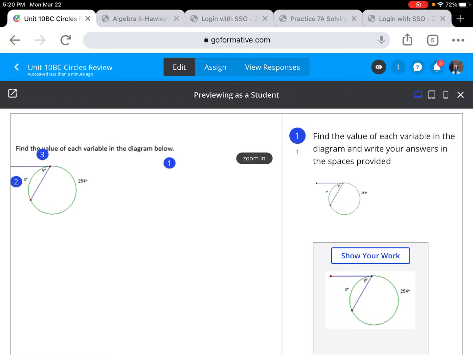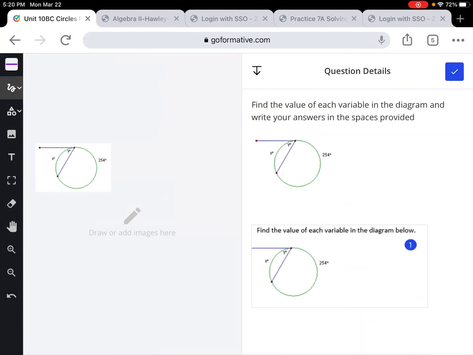All right. Review. That would be something. Okay, so find the value of each variable in the diagram below.